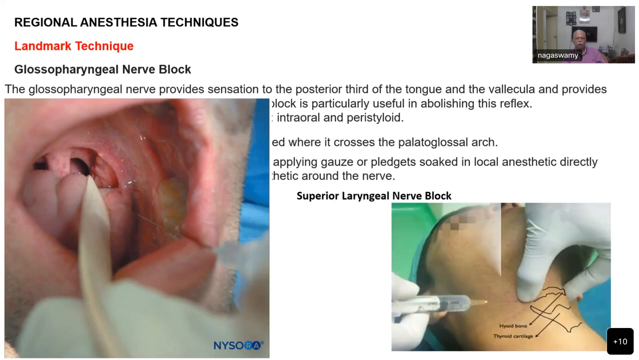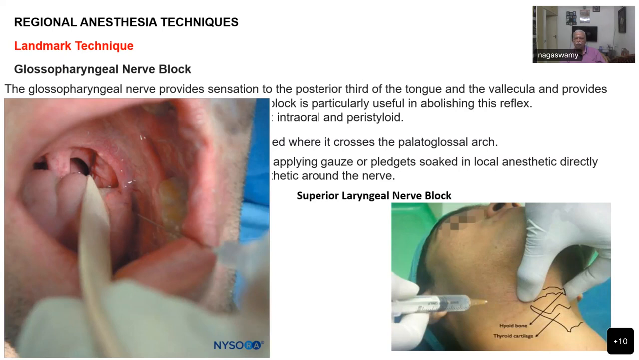And coming to the superior laryngeal nerve, again he showed that picture of how exactly you have to do it. Hold the hyoid bone like this, and then push the hyoid bone to one side so that you get this gap between the hyoid cornu and the thyroid cartilage. This is the point where you hit the lower edge of the hyoid bone, slip down, and pierce that membrane. Very easy to perform, just 0.5 or 1 ml of local anesthetic is sufficient to block that nerve.